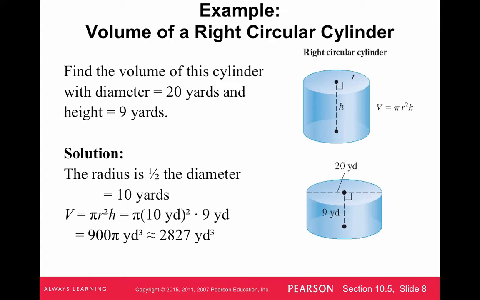Alright, another main shape that we're going to be finding volume of, other than just a box-like shape, is a cylinder, like the shape of a can or something like that, or a water bottle. So the volume of a cylinder, the formula is right here. It's pi r squared times h.